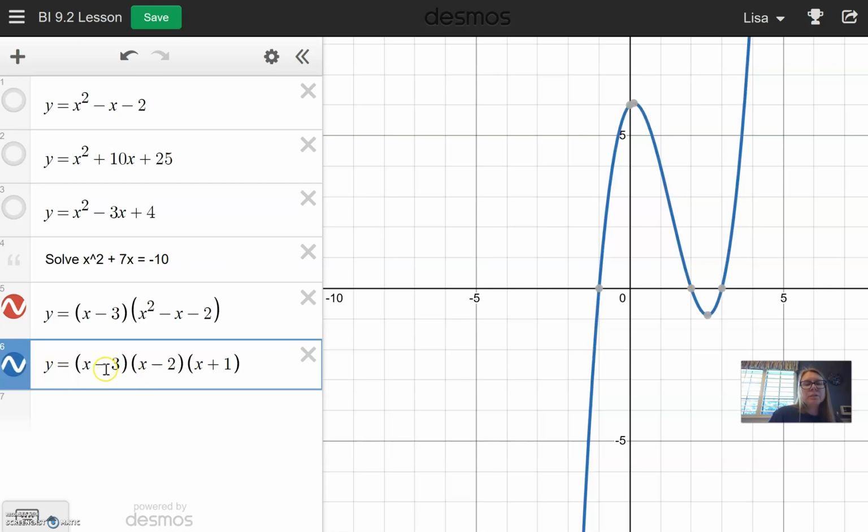And now we can see all of the different parts. I could see my x minus 3, and that shows up right here. I can see my x minus 2, which shows up right here, and my x plus 1 factor shows up as a root or a 0 or an x-intercept right there.